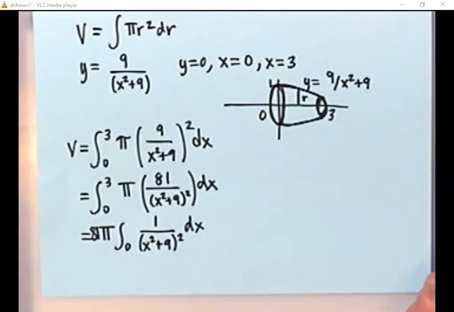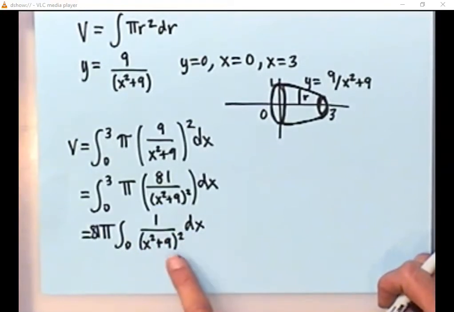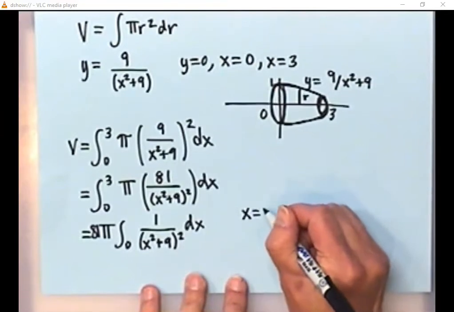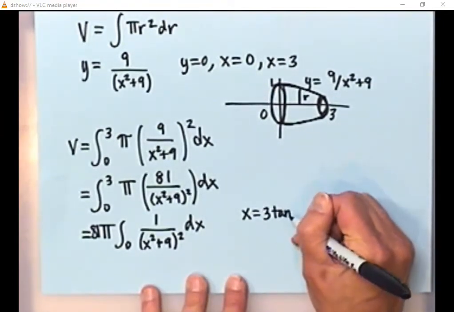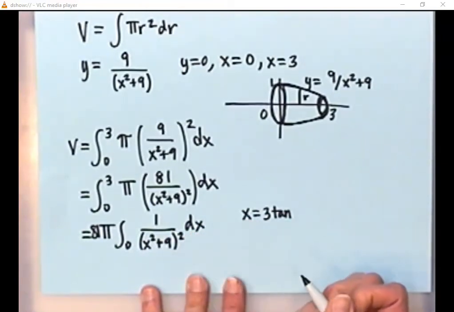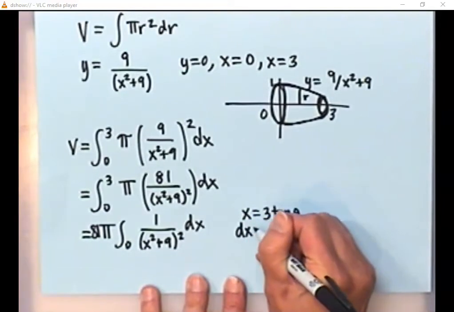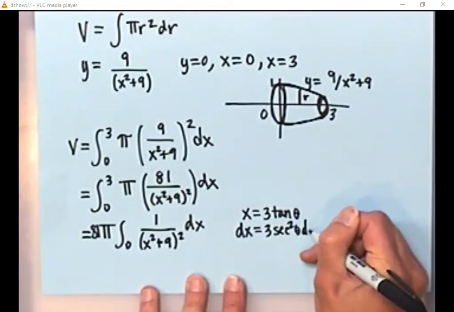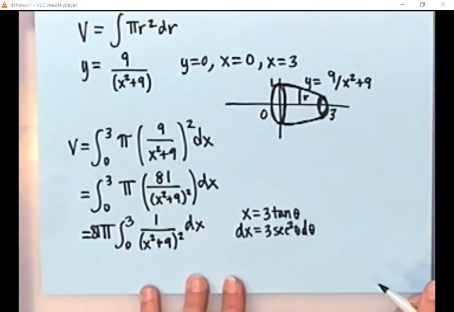Okay. So then, this is probably where you want to make a trig substitution, right? Because you don't know how to integrate this just as it is. So on this one, you'll make x equals 3 tangent theta. You want to use a tangent because it's x squared plus a constant. So x equals 3 tangent theta, and the derivative is 3 secant squared theta d theta.